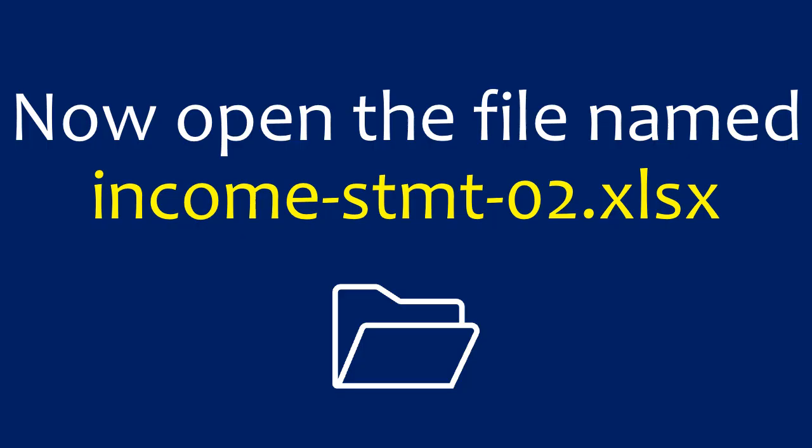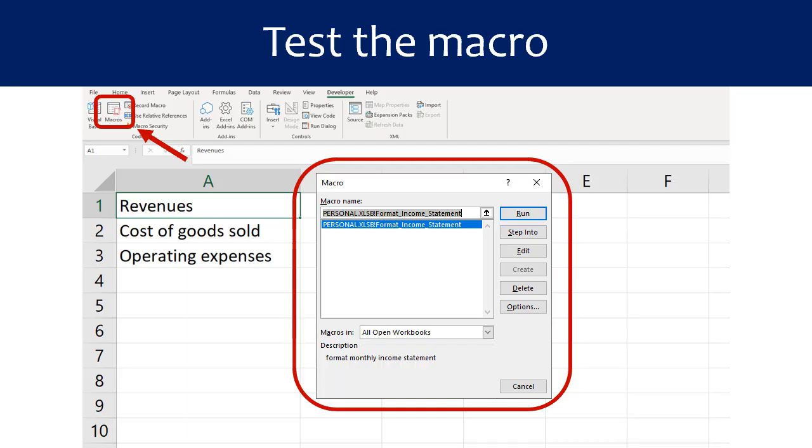We are going to test our macro on another month's unformatted worksheet. Open the file named Income Statement 02.xlsx. In the Income Statement 02 file, select cell A1 and then go to the Developer tab. Click on Macros and select your formatted income statement macro. Yours will be named as your first and last name. Then click on Run.